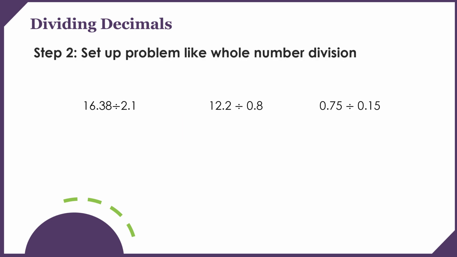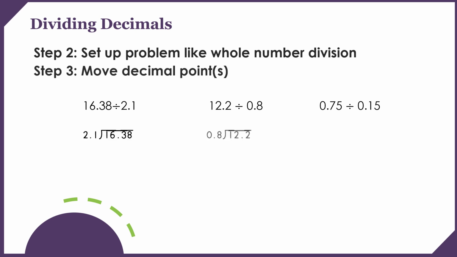Okay, so we set up the problem like a whole number division problem, and then we move the decimal points. So first we make sure that we have this set up correctly with the right number inside the little division house. And then we move the decimal points in the divisor and the dividend. We move them the same number of places. So we now have a whole number in the divisor.